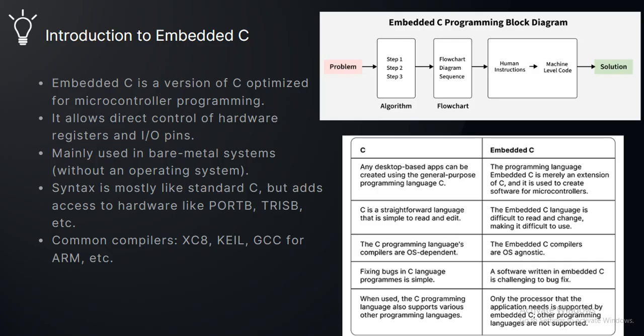We can see on the right side corner the embedded C programming block diagram, and then we can see the differences between C and embedded C. C is a straightforward language that is simple to read and edit, and the embedded C language is difficult to read and change, making it difficult to use. Fixing bugs in C language programs is simple. Software written in embedded C is challenging to bug fix.